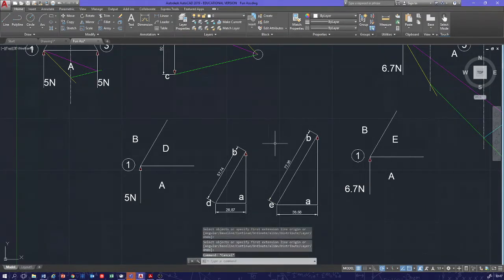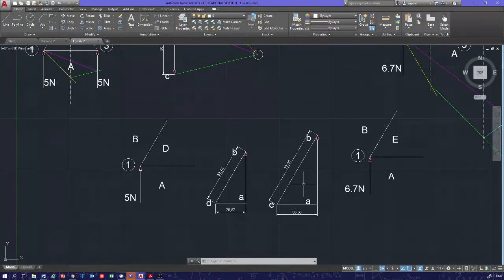So from that we can see that the force in BD is 5.8 newtons. The force in DA is 2.9 newtons, just rounding up there. The force in EB is 7.7 newtons, and the force in EA is 3.9 newtons. Okay, and that's just measuring that distance and converting that from my scale.